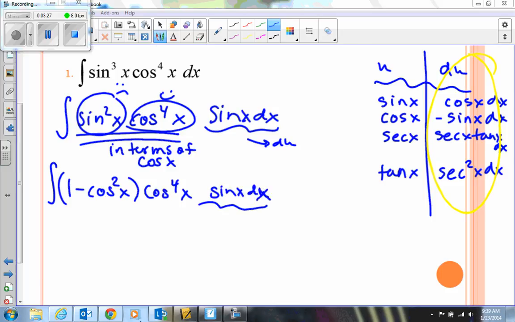Are you calling it a du part? Because that's when I do my substitution of u's. That's what I need to have for a du. Basically I'm going to be using this one now. I'm going to make u cosine, which means I'm going to have a sine dx. Okay?